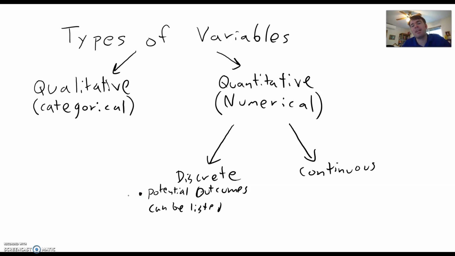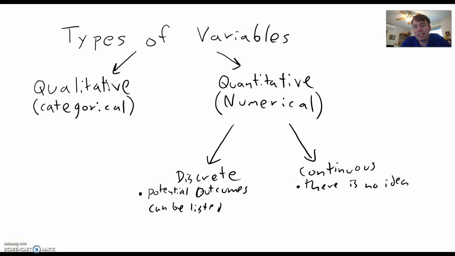So what does that mean? It means that the potential outcomes, all possible outcomes, not actual data from a sample. You can always list actual data that you got from a sample or even from a census. But if you can list all the possible outcomes, here are all the possibilities, and so on down the line. Now, it doesn't mean that that list is going to be short. In fact, that list could be infinitely long, but at least you can set up that list and have a pattern.